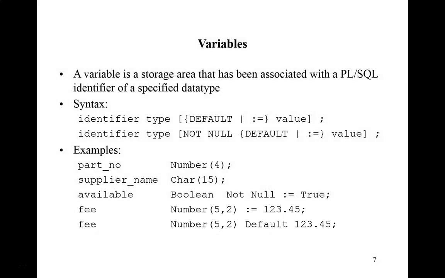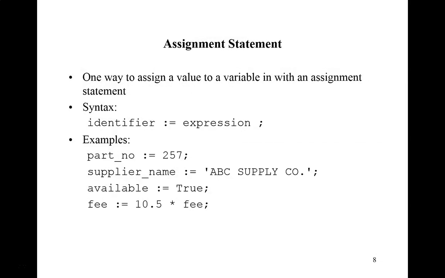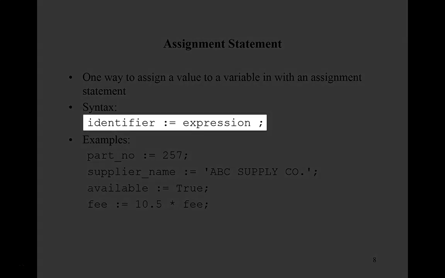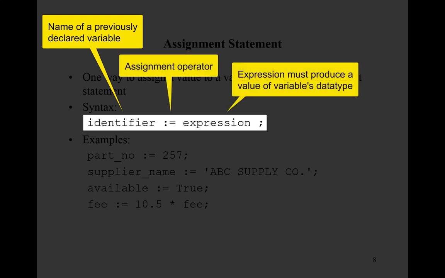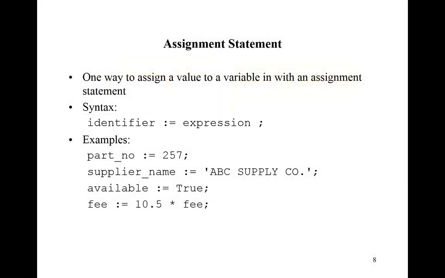Once variables have been declared in a program, we can populate these variables by using an assignment statement. The syntax to accomplish this would be to specify the name of the identifier of our variable, followed by the assignment operator, and then some expression of the appropriate data type. The statement would then be terminated with a semicolon.